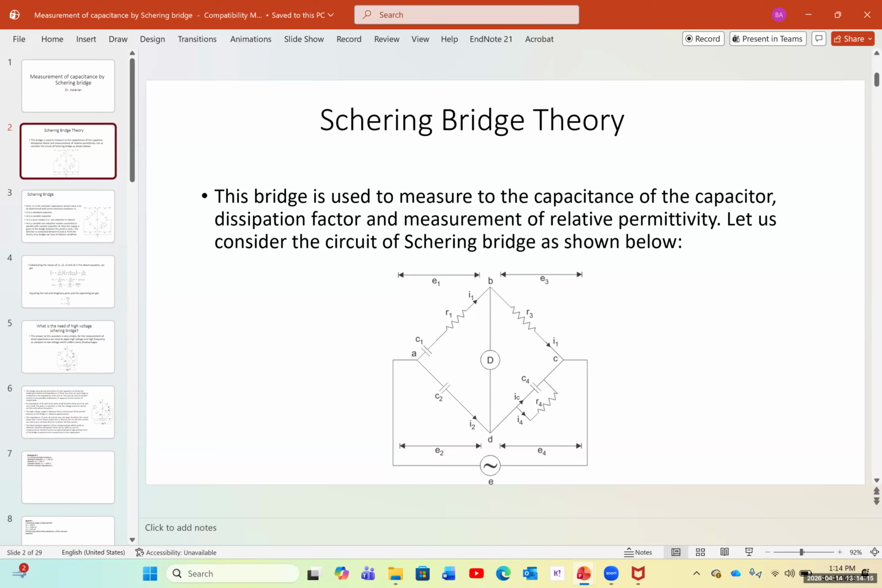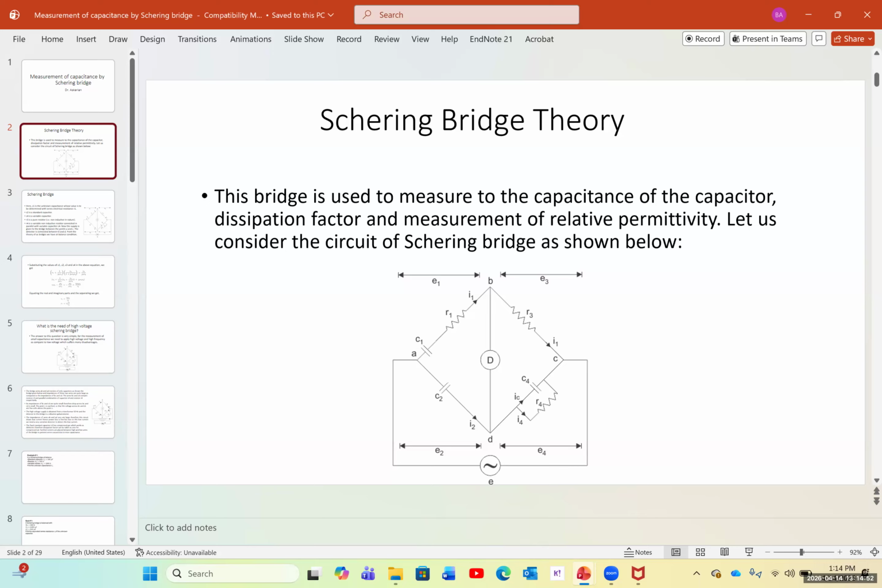One application of these bridges is to measure unknown values of impedance, in general. Using that impedance, you can find an unknown capacitance or an unknown inductance. If we want to find an unknown resistor, we use the Wheatstone bridge. For an unknown capacitor, we use the Schering bridge. For an unknown inductor, we use the Maxwell bridge, or the Hay bridge.